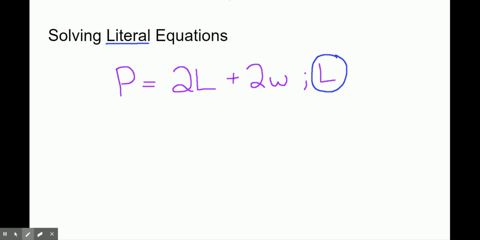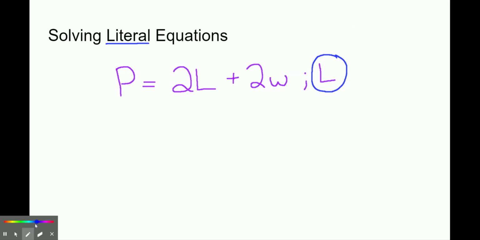So for instance, on this problem, it wants us to solve this equation for L. So our final answer should be L equals. So when we get to the last step, we should have L on its own side of the equation.